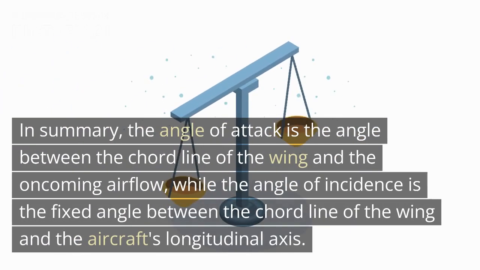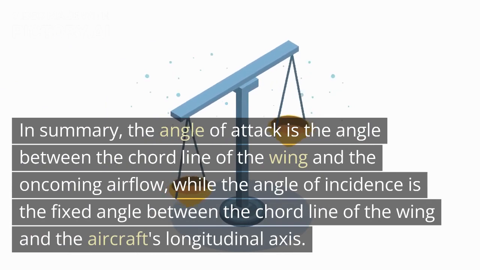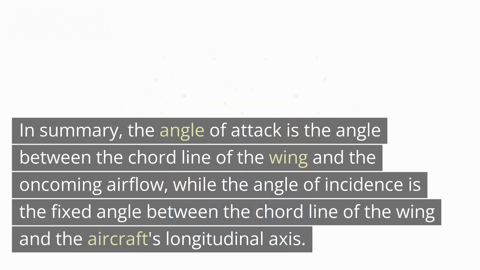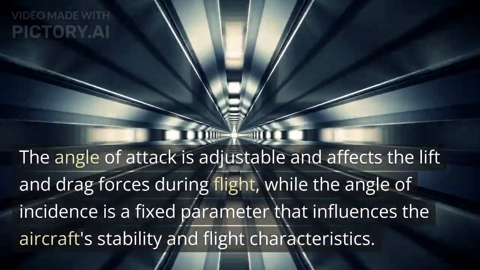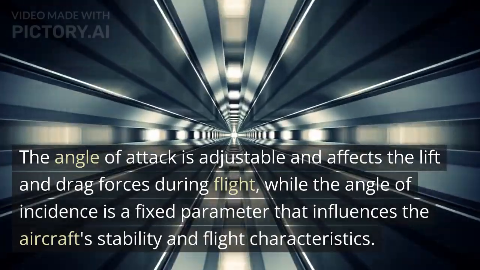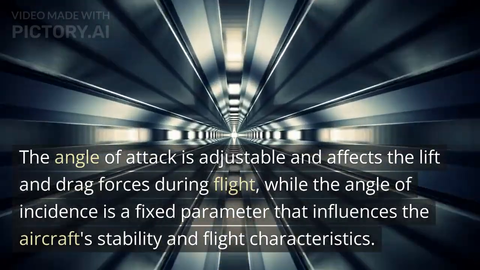In summary, the angle of attack is the angle between the chord line of the wing and the oncoming airflow, while the angle of incidence is the fixed angle between the chord line of the wing and the aircraft's longitudinal axis. The angle of attack is adjustable and affects the lift and drag forces during flight, while the angle of incidence is a fixed parameter that influences the aircraft's stability and flight characteristics.